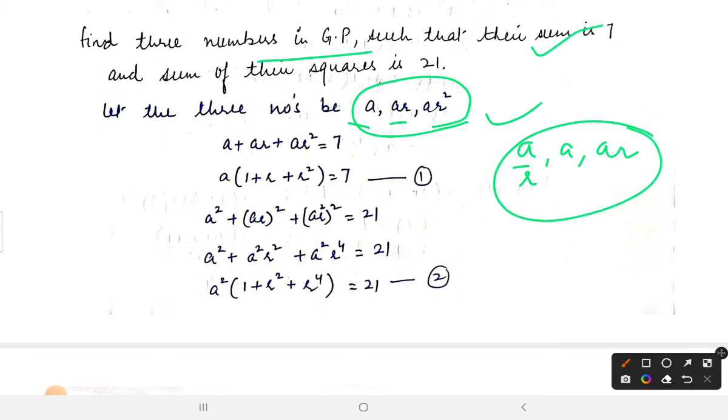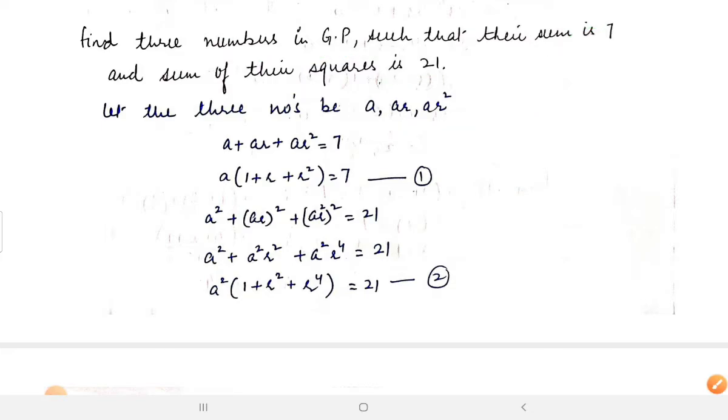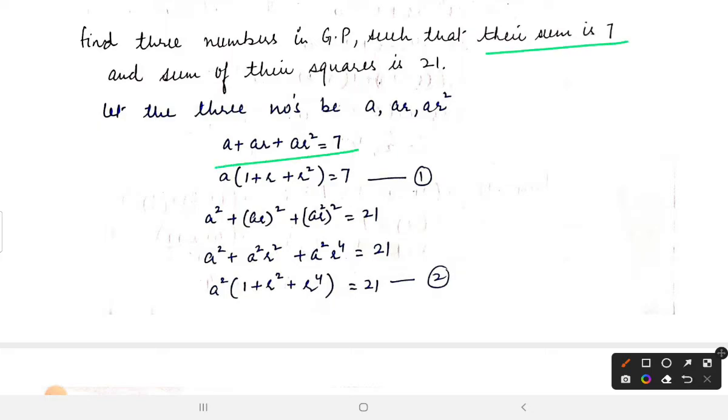So we will prefer the numbers to be A, AR and AR square. What are the conditions given to us? First condition is their sum is 7. So let us add these three numbers equal to 7. So A plus AR plus AR square is equal to 7. Let us take A common. So we have A times 1 plus R plus R square is equal to 7.